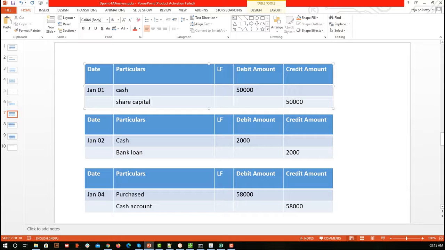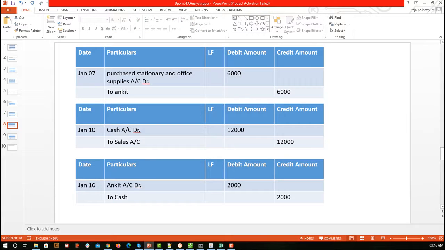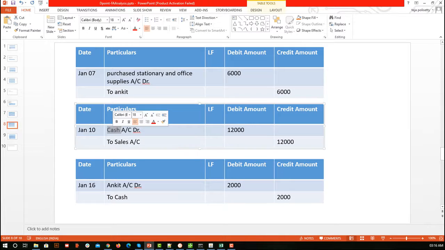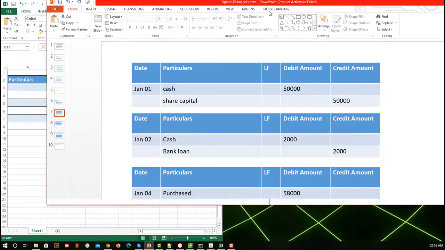Similarly, in the second transaction we have cash, so we have to focus on bank loan. We have the cash account here, so we focus on purchase. We have the cash account here, no, leave it. Here yes, so we focus on the sales account. Here yes, so we focus on the Ankit account. We have to see the transactions where cash is involved. I hope you got the concept.